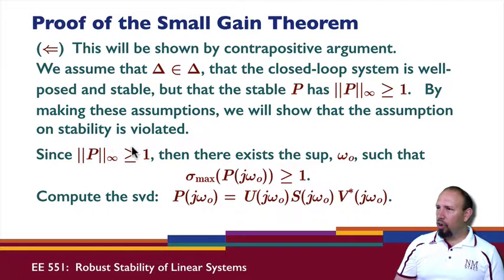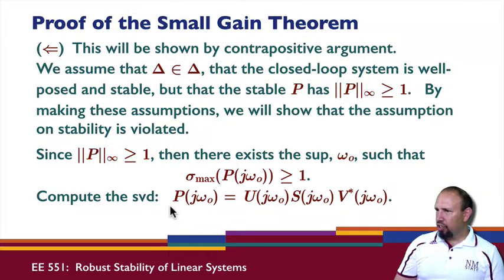Now, since the infinity norm is greater than or equal to 1, then there is a frequency at which the supremum occurs. So remember, the infinity norm is the supremum over all frequencies. And so if this is greater than or equal to 1, then there is some frequency at which that supremum occurs. So there's actually the largest singular value. There is a frequency at which this supremum is achieved.